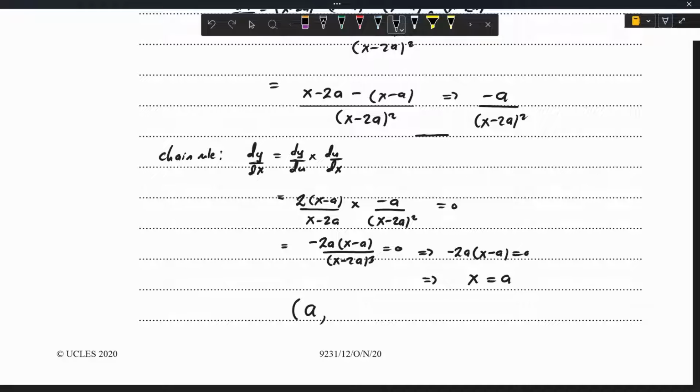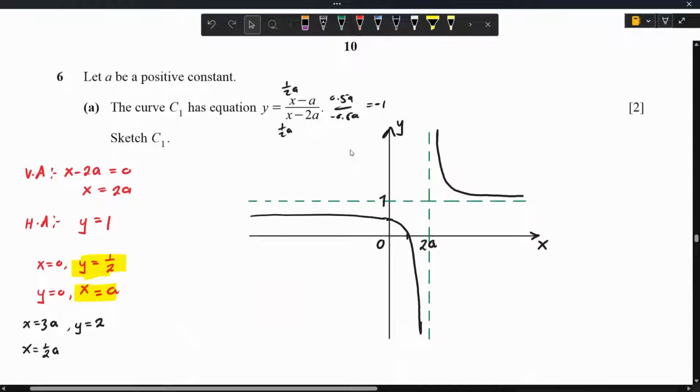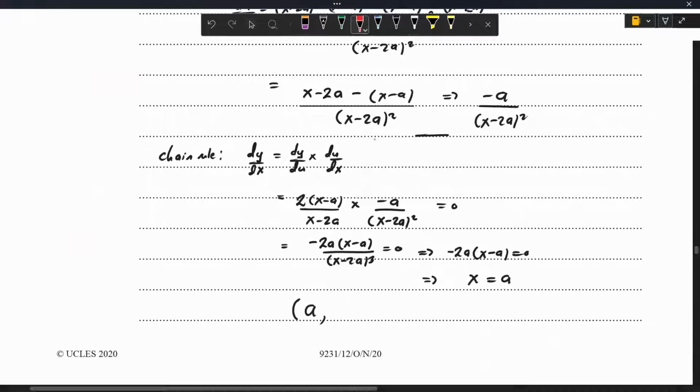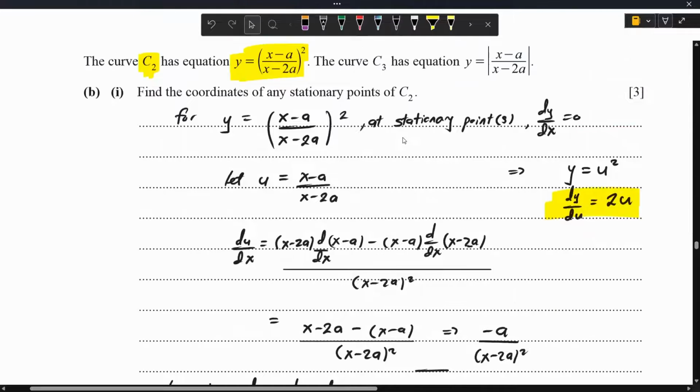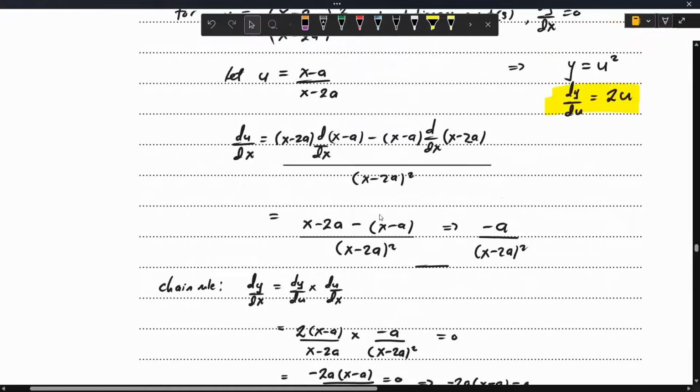Now, when x has a value of a, we can substitute a into the original equation of the curve. And when we do, if we put a here and a here, a minus a is 0 on top. So therefore, we get y to be 0. So for the coordinates of the stationary points, we're saying that when x is a, y is 0. So this is the answer. Thus, remember the question wanted us to find the coordinates of any stationary points. So we have one stationary point on C2, and it happens at (a, 0). Let's move on to B2.